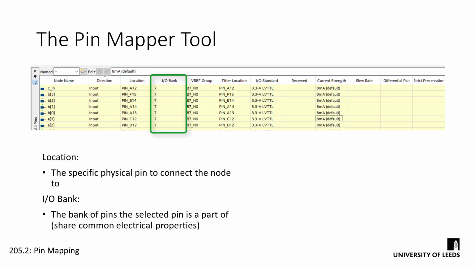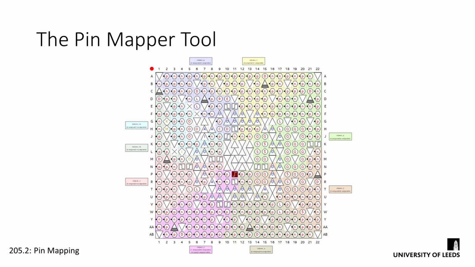The I/O bank column states which bank or collection of pins the one that we've selected is a part of. Going back to the pin map diagram, we can see from the color coding that our pins are organized into these banks. The banks will have a common voltage and current and take up a continuous area on the device.